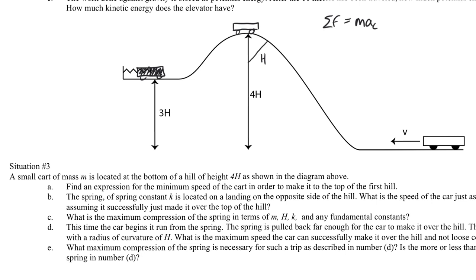It's always going to be likely when you're asked maximum or minimum speed for something traveling in a circular path, because you want to know whether it can make it through the path without falling off. That's going to be about forces. Now, there are two forces acting on the car when it's at that point. There is a normal force upwards, and there is weight downwards.